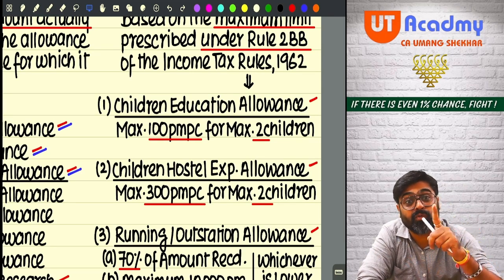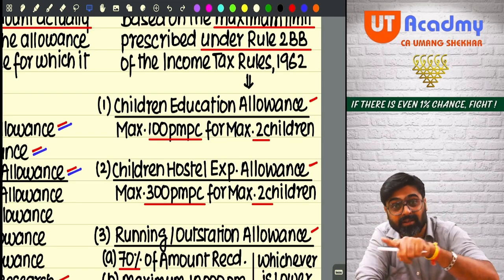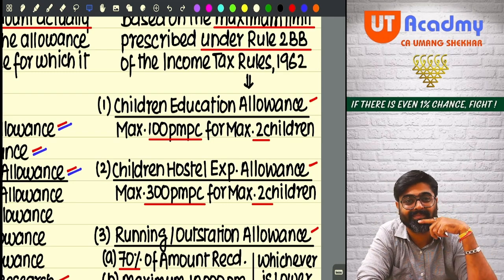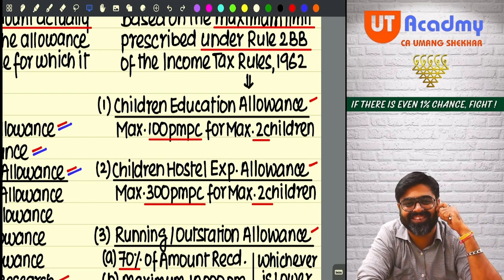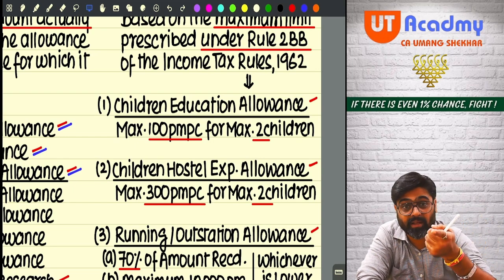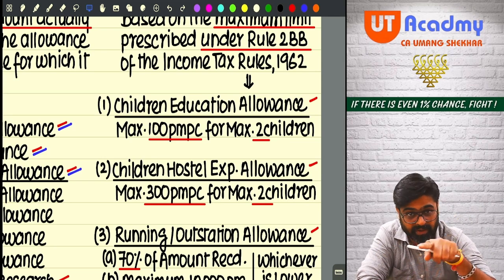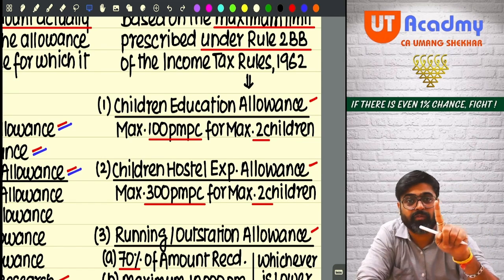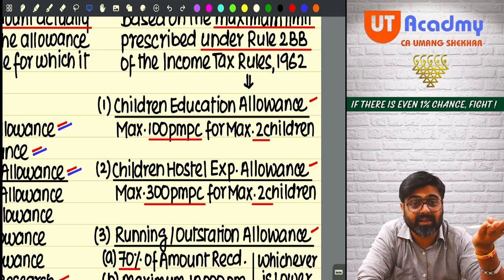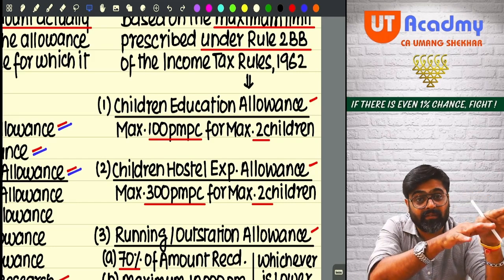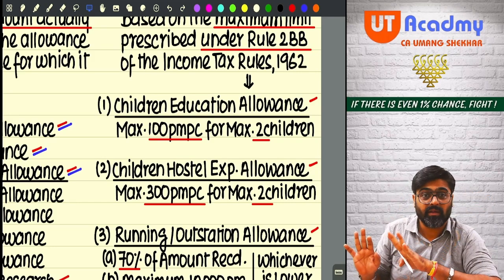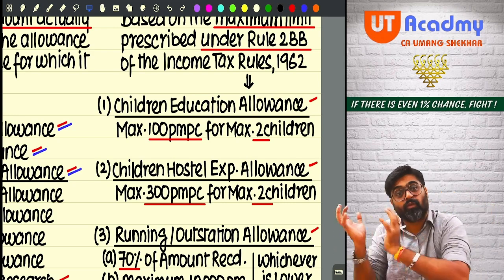450 per month for three children. For all the three children, 450 is given per month. Out of that, 150 is per month per child. Be very careful whenever you are reading these kinds of things. 450 per month for three children means that for every child 450 is not given. For these three children, per month 450 is given.